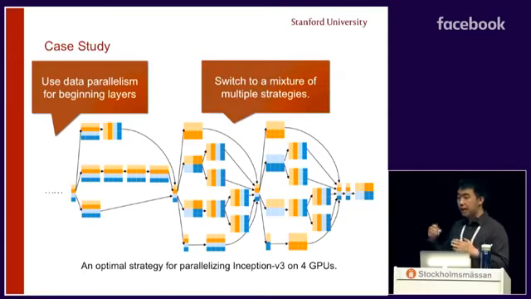So as the depth of the network increases, the tensor size decreases, but the number of parameters increases. So the layer-wise parallelism switched to a mixture of multiple parallelization strategies for the final layers. And this can help achieve better performance than other state-of-the-art approaches.